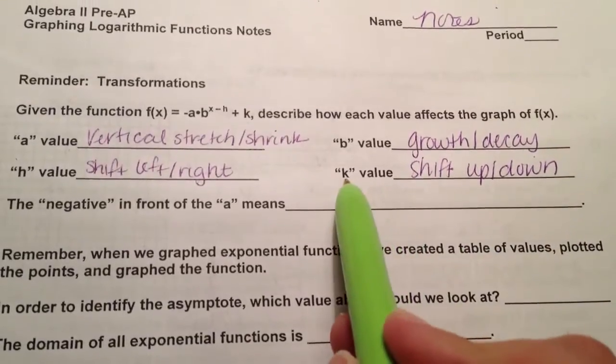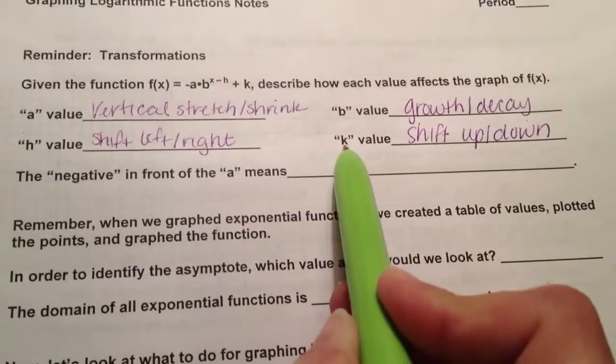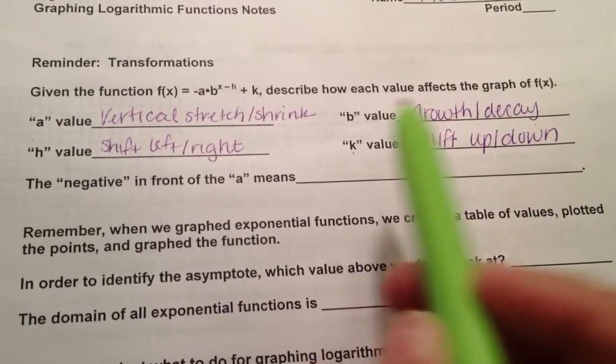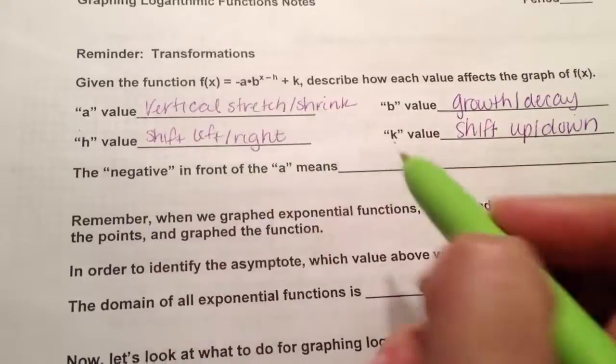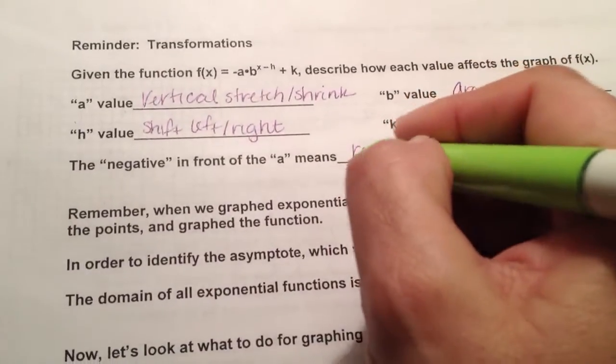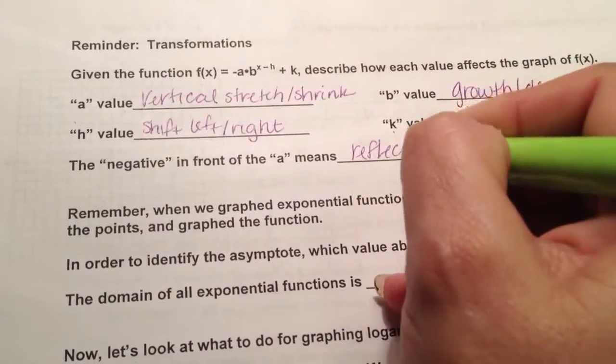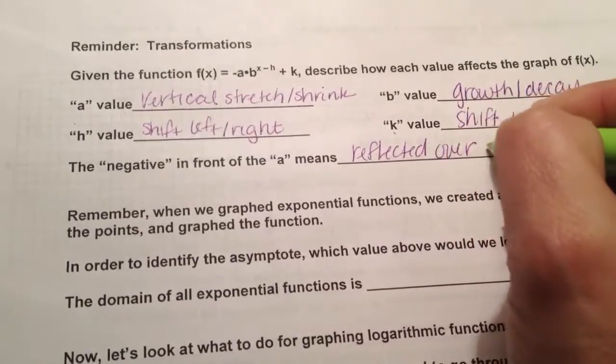And we also knew something about k: y equals k represents our asymptote. And remember, if the a, in this case, is negative, then that means it's reflected over the x-axis.